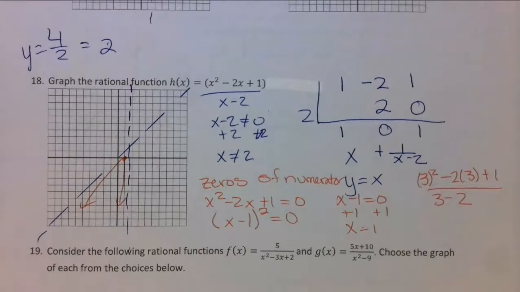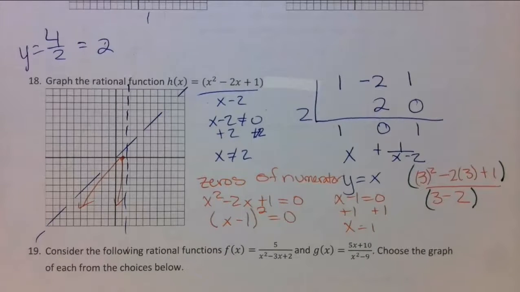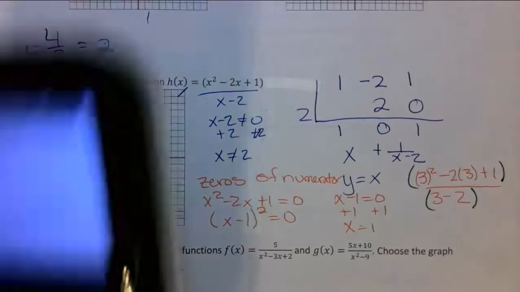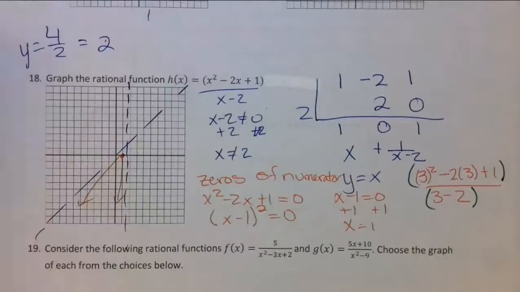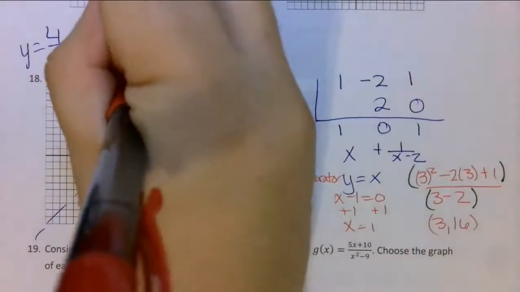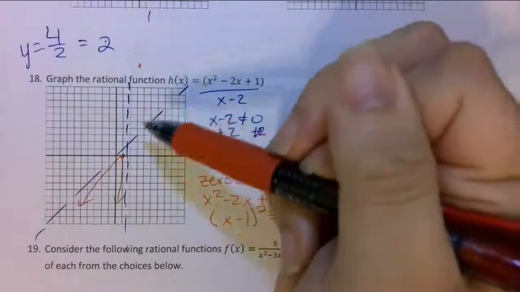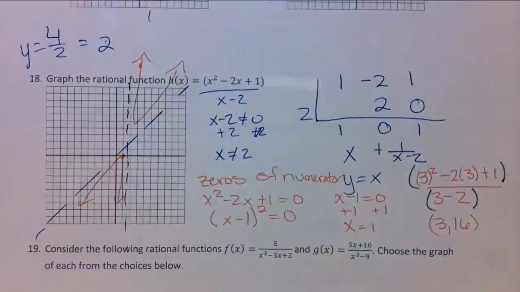So I'm going to go ahead and type that into my calculator. When I type that into my calculator, I want to make sure my whole numerator is in its own set of parentheses and the denominator is also in its own set of parentheses. So I have 3 squared minus 2 times 3 plus 1 divided by 3 minus 2, which gives me 16. So I have the point (3, 16). That is off the graph right here, but that's useful because I know it's in this triangular shaped piece, so it's going to look like that.